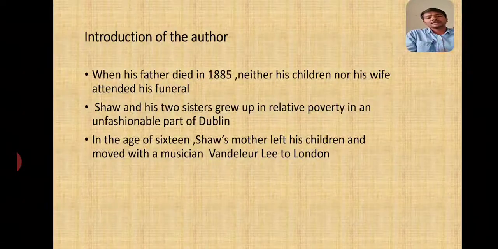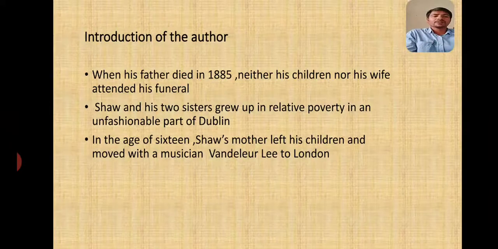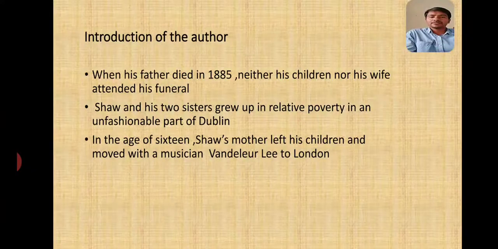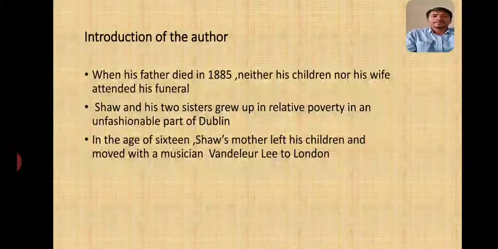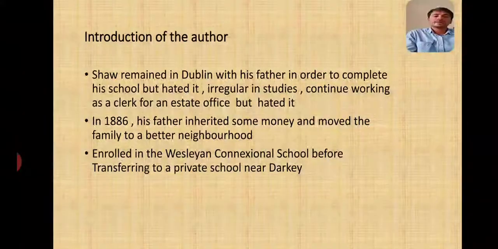When his father died in 1885, neither his children nor his wife attended his funeral. Shaw and his two sisters grew up in relative poverty in an unfashionable part of Dublin. At the age of 16, Shaw's mother left and moved with the musician Vandeleur Lee to London. Shaw remained in Dublin with his father in order to complete his school, but he hated it.